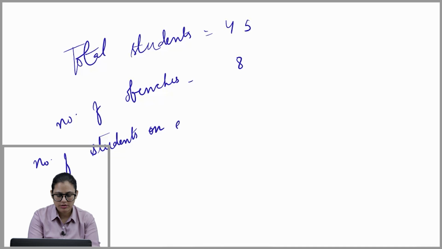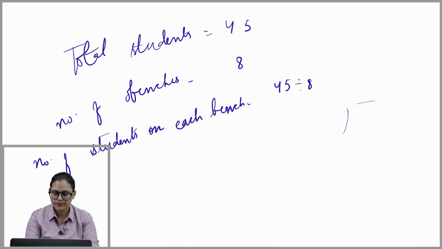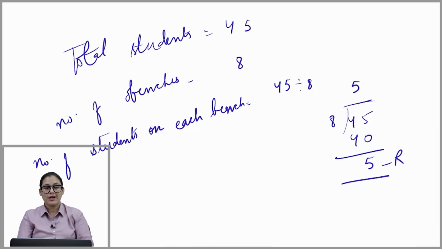on each bench. What will you do? You will divide 45 by 8. Let's do it. 8 5s are 40 and 5 is the remainder. That means 5 students are left out, okay, who didn't get the bench. Okay.